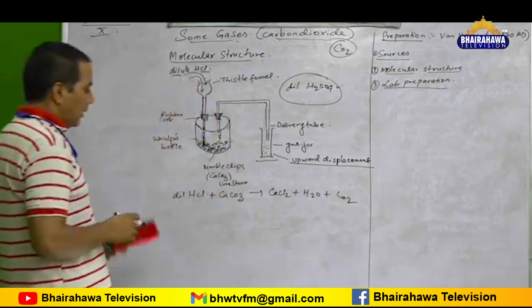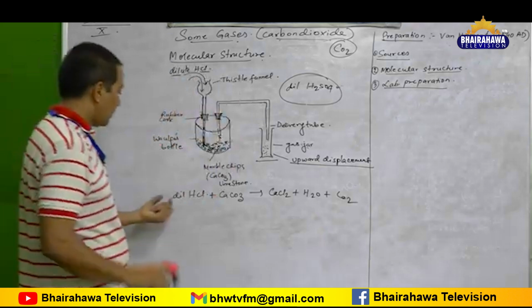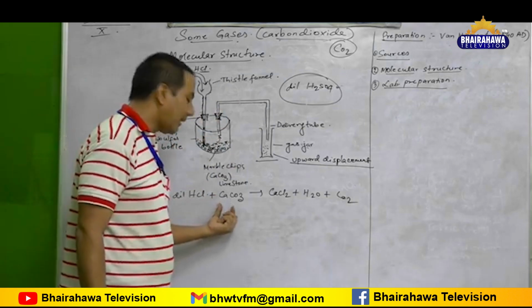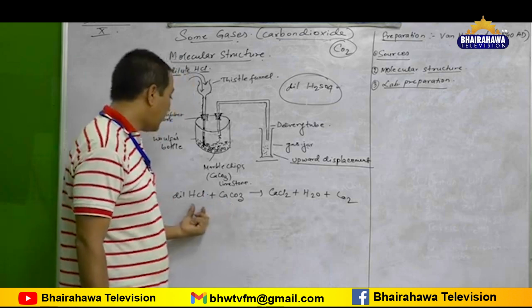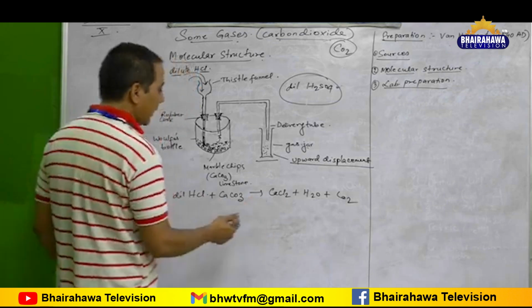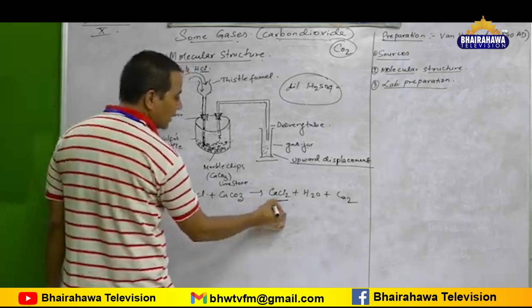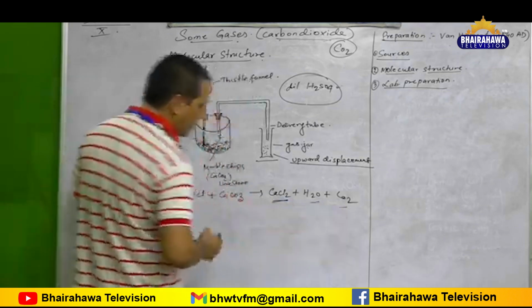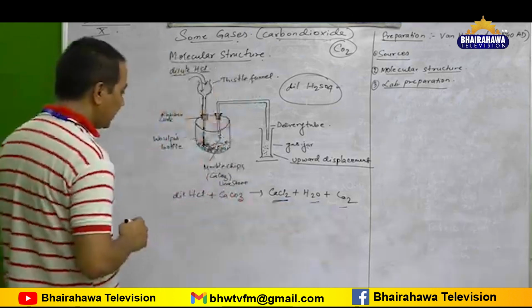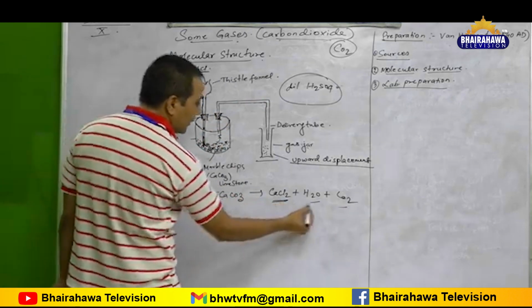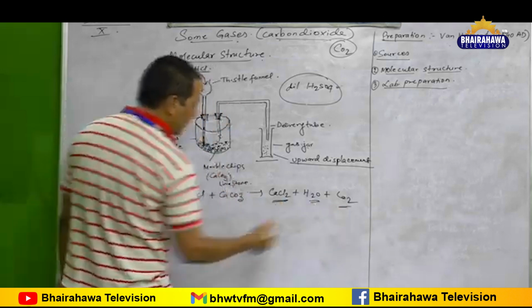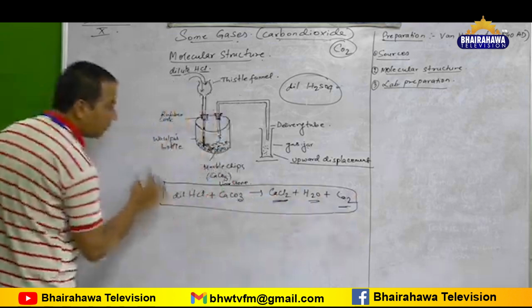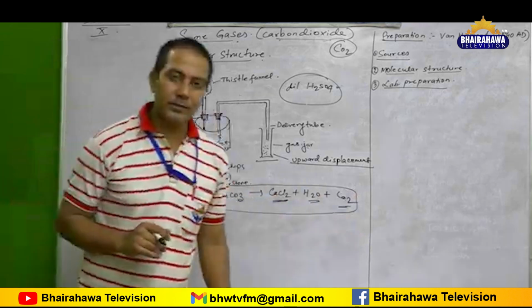Okay, so what does it produce? When dilute HCl reacts with calcium carbonate, it produces calcium chloride, that is the salt, then water and carbon dioxide, isn't it? Calcium chloride, then water and carbon dioxide. So, this is the chemical reaction that takes place during the laboratory preparation.